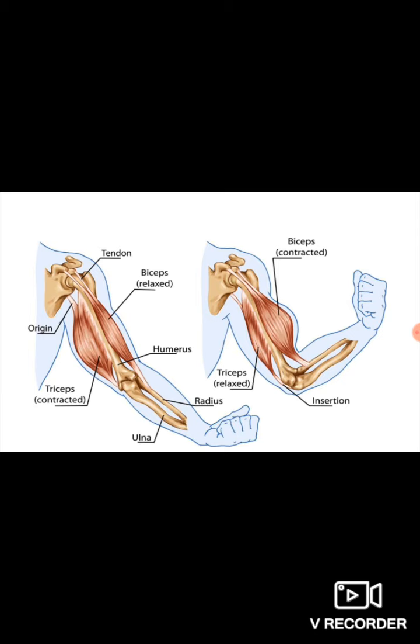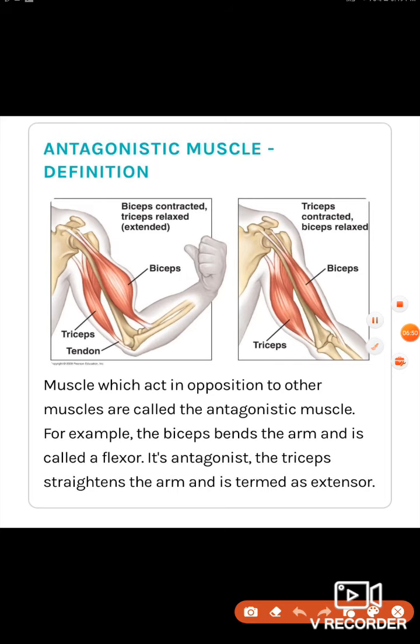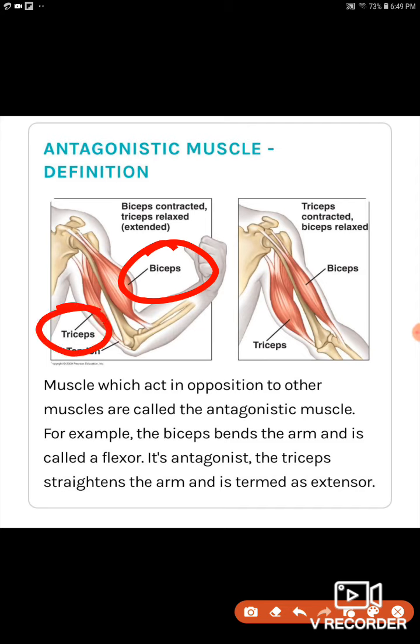Now two words you have to remember which are given in our book. The biceps muscle is called a flexor and the triceps muscle is called an extensor muscle, because the triceps always contracts when we want to extend our hand, when our arm is straightened.